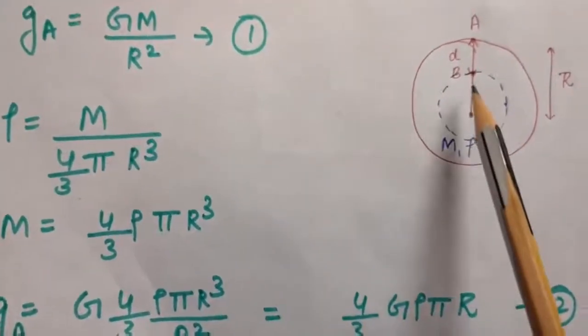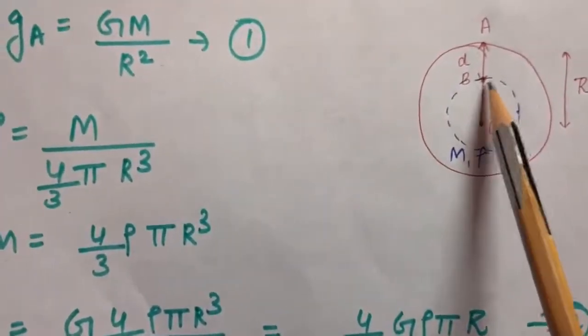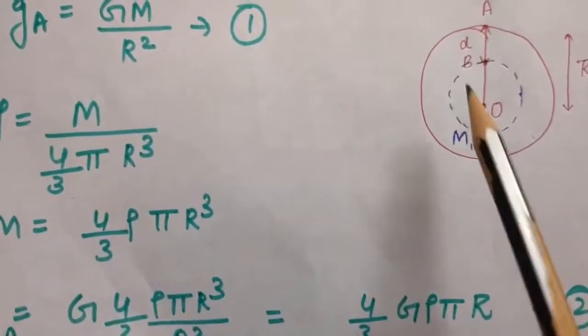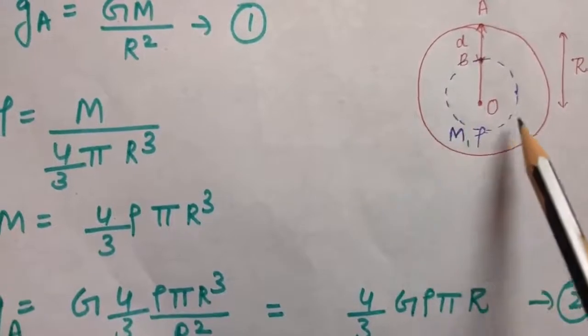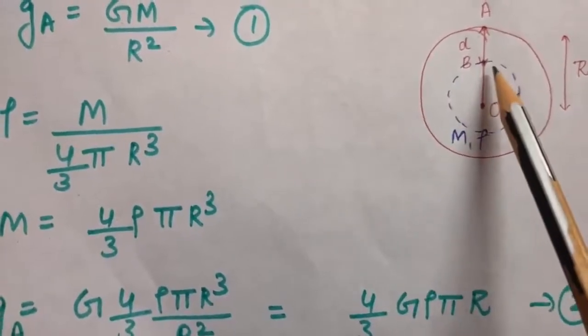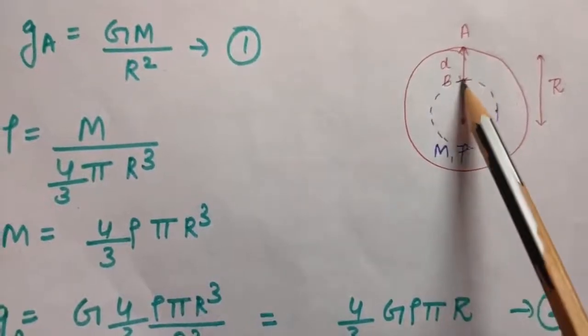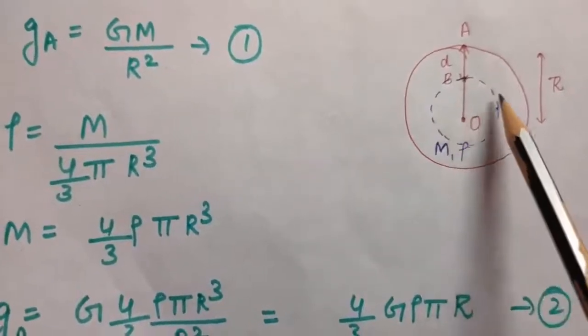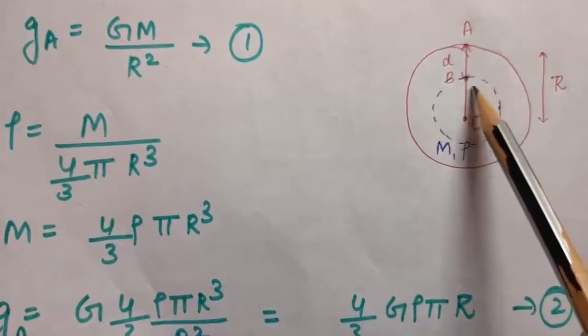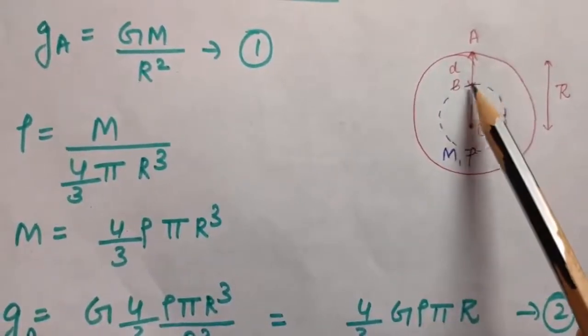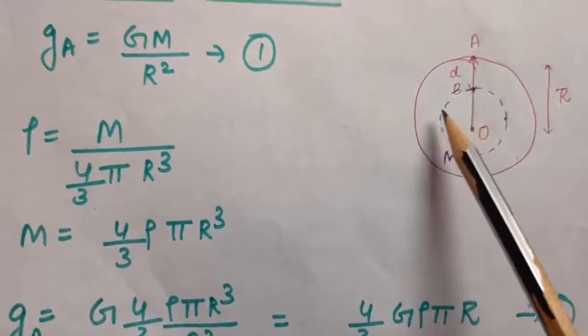Now to calculate the value of acceleration due to gravity at point B, we are considering earth to be divided into two parts, that is one, this part, a sphere which has a radius of r minus d, because see, this is r and this is d, so this radius will become r minus d. So we are considering a sphere of radius r minus d, and we are considering a spherical shell of thickness d. So we are considering these two parts.